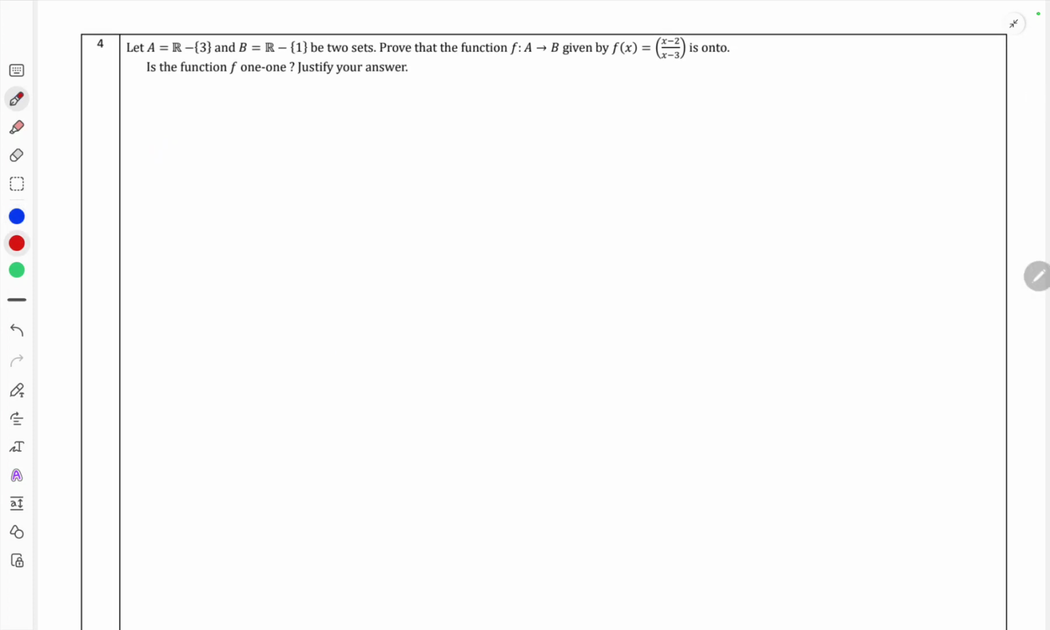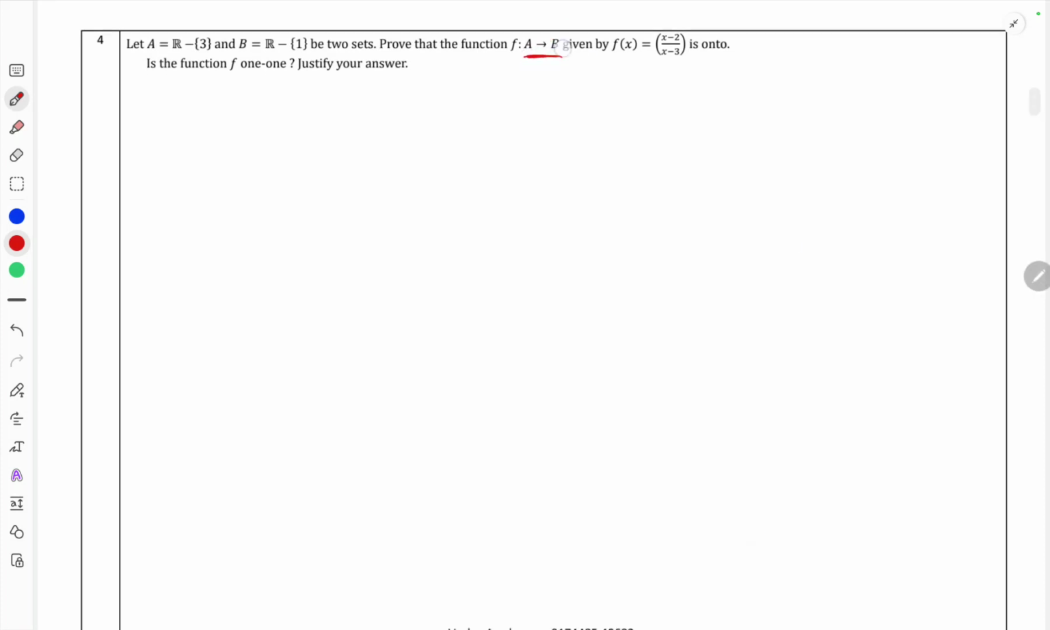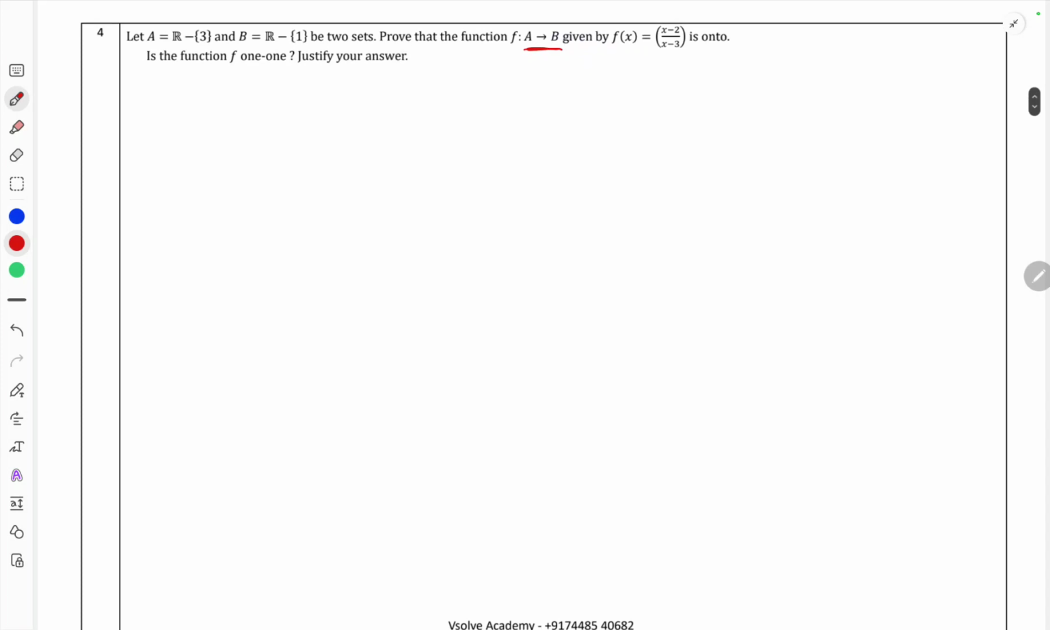Now coming to the fourth question. Let A equal all real numbers except 3 and B equal all real numbers except 1. Two sets we have. Prove that the function from A to B given by f of x equal to (x minus 2) by (x minus 3) is onto. Is the function f 1-to-1, that we have to check. So we have to prove it is onto. Next we have to check whether it is 1-to-1 or not. So first we will check whether it is 1-to-1 or not.